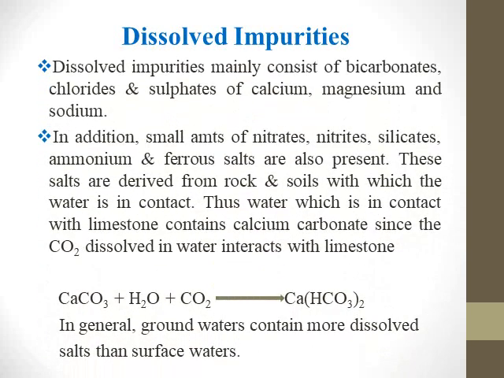The first one is dissolved impurities. The dissolved impurities mainly consist of bicarbonates, chlorides, and sulfates of calcium, magnesium, and sodium. These include sodium bicarbonate, sodium sulfate, sodium chloride, calcium bicarbonate, calcium chloride, and calcium sulfate, etc.